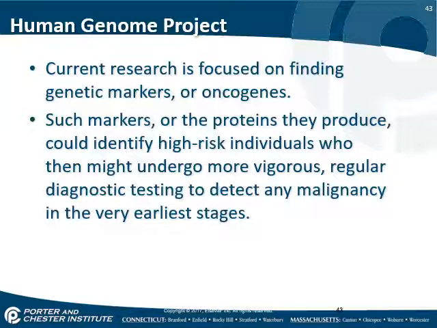So current research is focused on finding genetic markers or oncogenes. Such markers, or the proteins that they actually produce, can identify high-risk individuals who might undergo more vigorous, regular diagnostic testing to detect any malignancy at their early ages. For instance, again, the BRCA1, BRCA2 genes. Someone who is positive for these genes would have significantly more mammograms, MRIs, etc., than someone who wasn't.